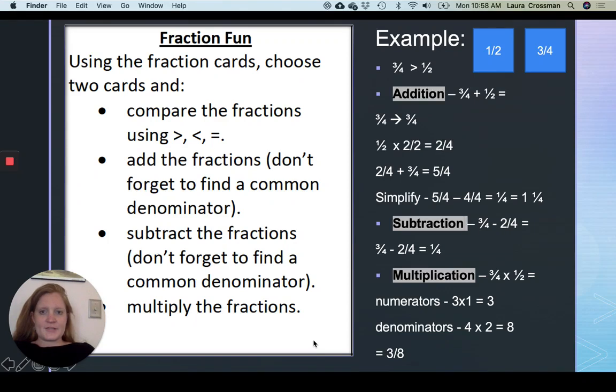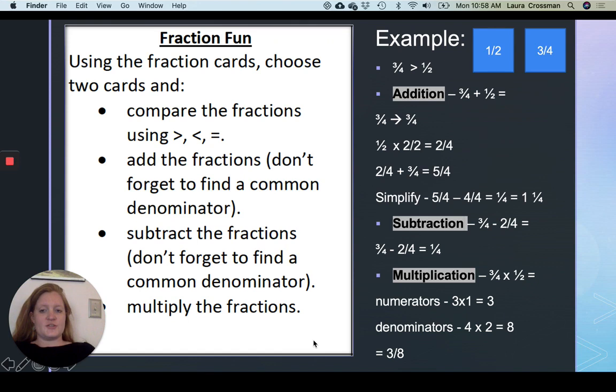Hey girls and boys, this assignment is called Fraction Fun. Using the fraction cards that are either in your packet or you can create some of your own, choose two cards and compare the fractions by using greater than, less than, or equal to.